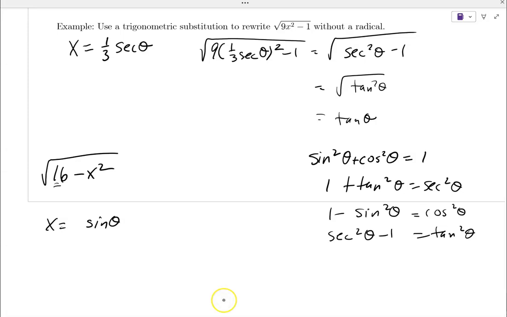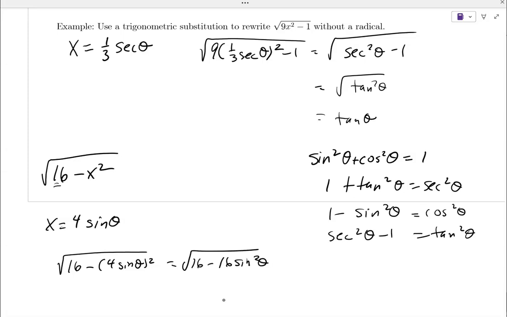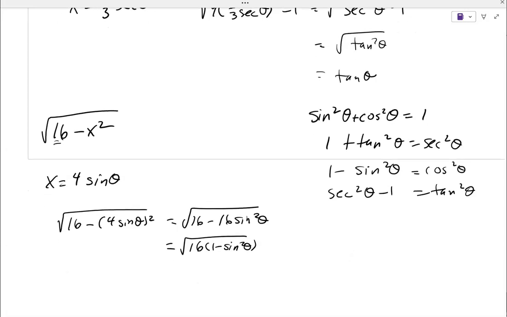So if we make x equal 4 sine theta, we plug that in, we get 16 minus 16 sine squared. We can factor out the 16 and get 1 minus sine squared, which is exactly what we wanted because we replaced that with cosine squared. And now what does that simplify to? 4 cosine. Good.